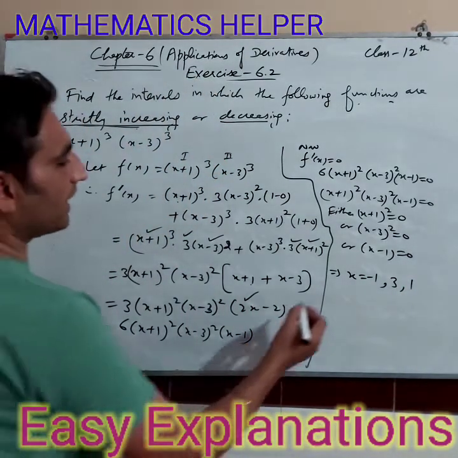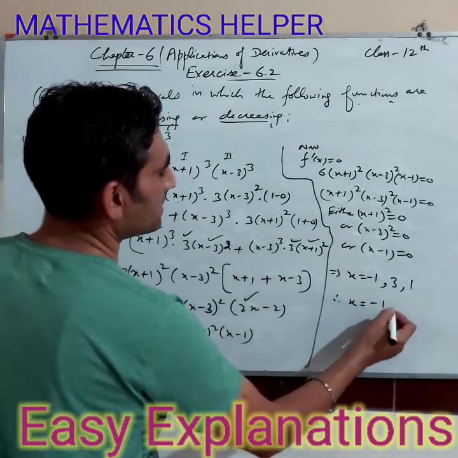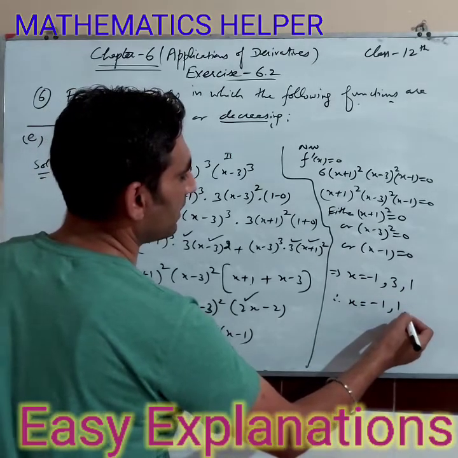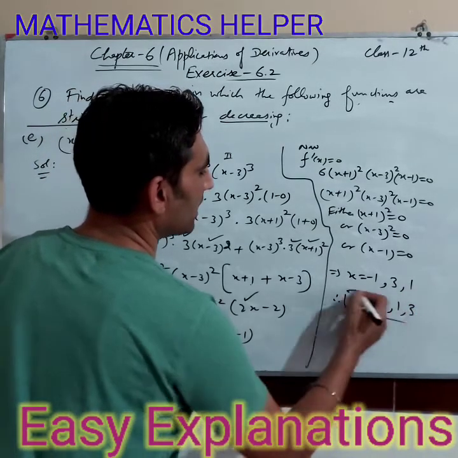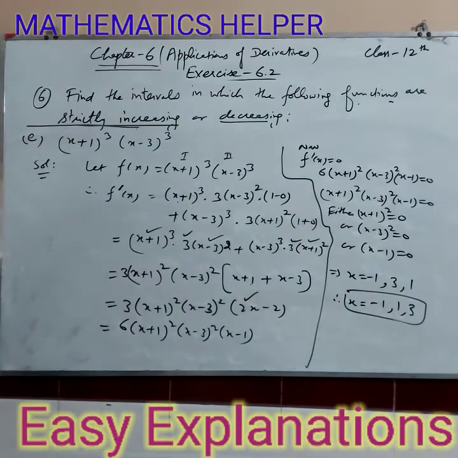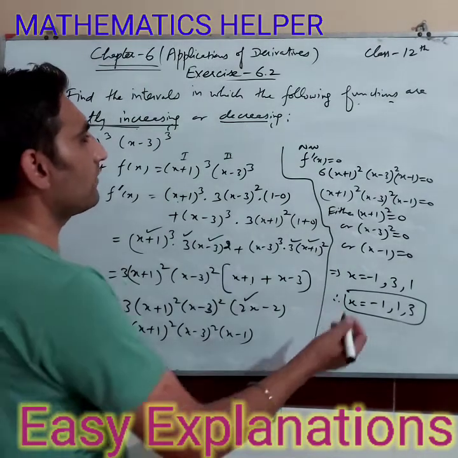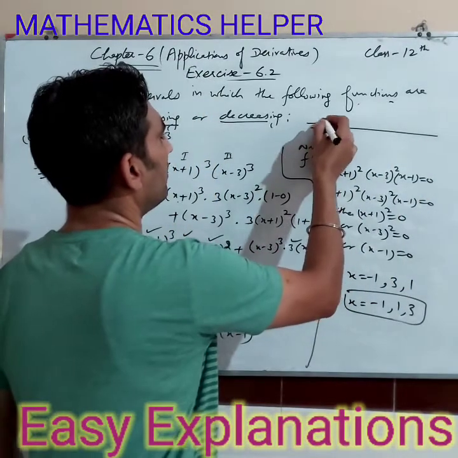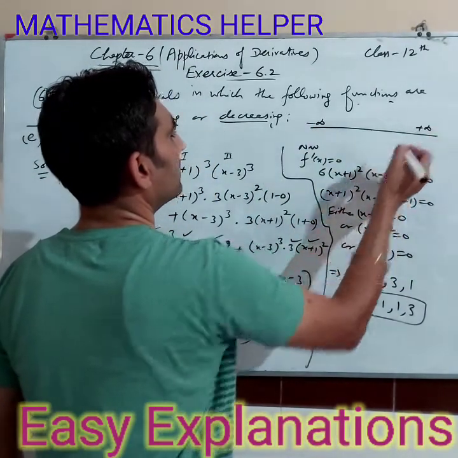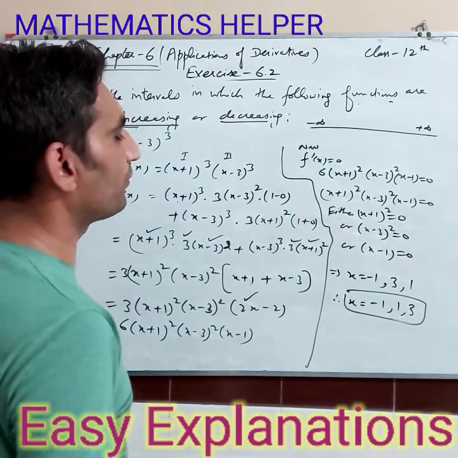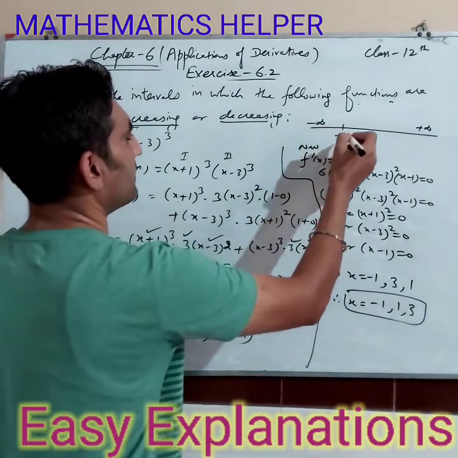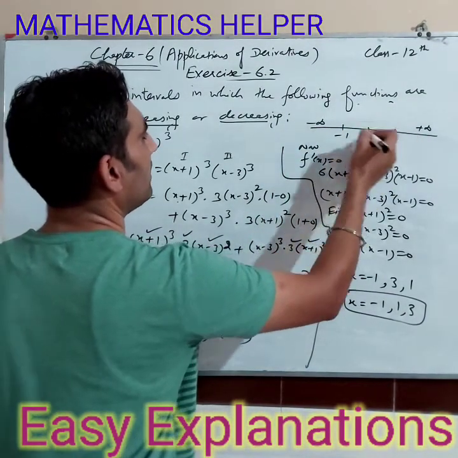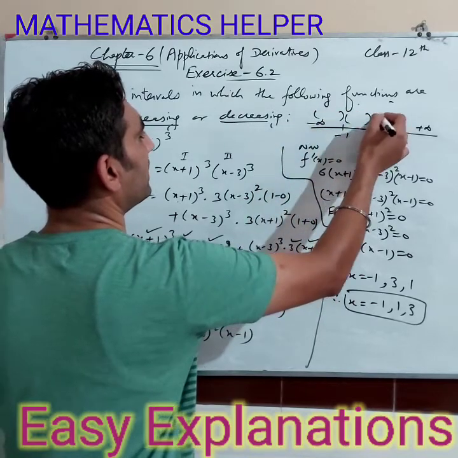So there are 3 values. Therefore x is minus 1, 1 and 3, which I will mark in order in this way. Now these 3 values, if I mark them on the real number line, will divide the number line into 4 disjoint intervals. Firstly minus 1 here, then 1, lastly 3. There are 4 disjoint intervals.